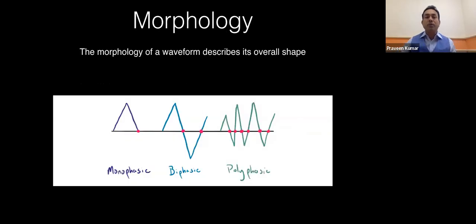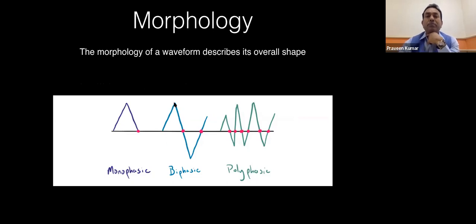Then comes the morphology of the waves. As I said to you, one wave consists of one upstroke and then one downstroke. If it is not crossing the baseline again, it is a monophasic wave. If it is crossing the baseline again and then coming up, it is a biphasic wave. If it is crossing the baseline a number of times, it becomes a polyphasic wave.